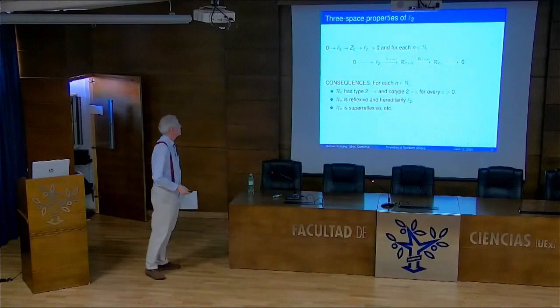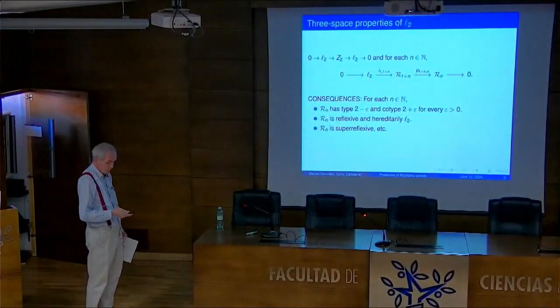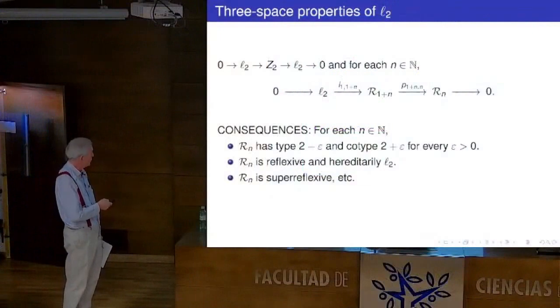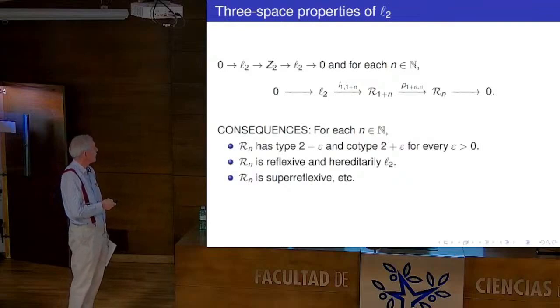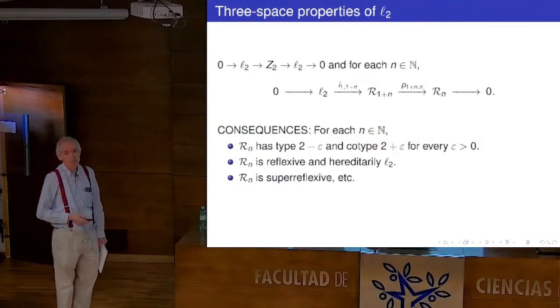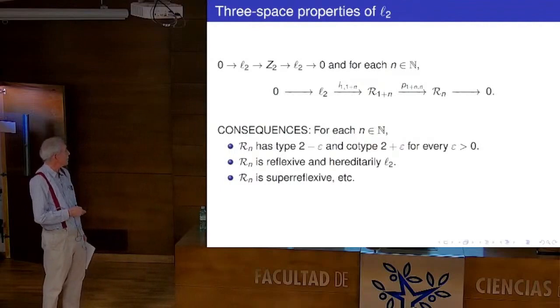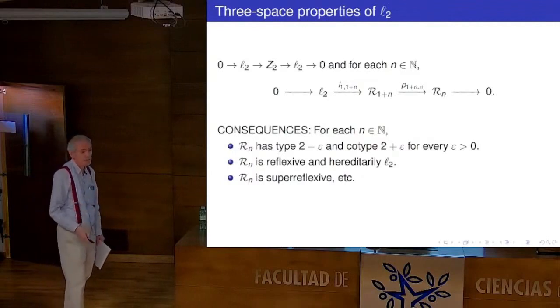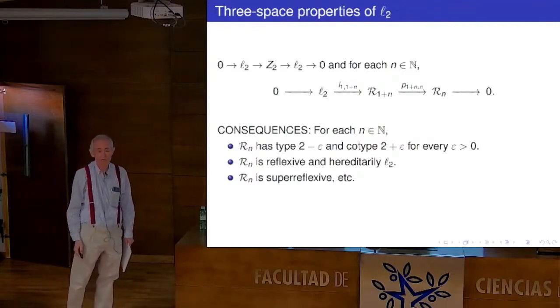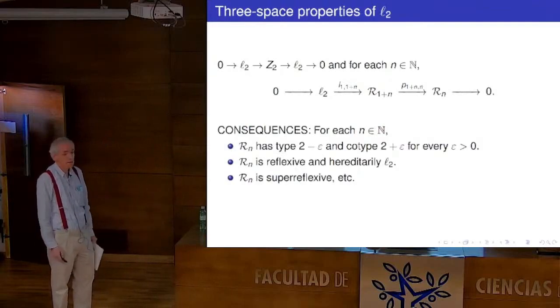Hilbert space has many three-space properties, but for example, I will point out that the Rn spaces have type 2 minus epsilon and cotype 2 plus epsilon for every epsilon bigger than 0, that these spaces are reflexive and hereditarily L2, that every closed infinite dimensional subspace contains a copy of L2, and that they are super reflexive. But there are more properties of this kind.